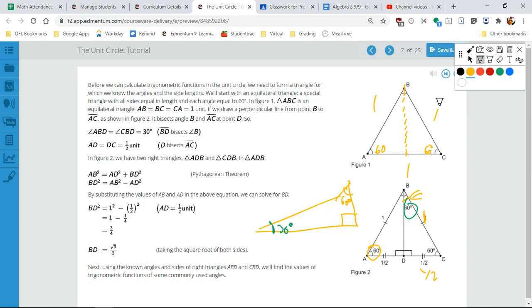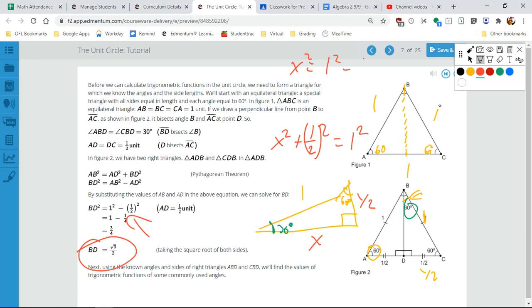And now we're just going to fill in the blank. So this is 1, this is 1/2, and this we would call x. X squared plus 1/2 squared equals 1 squared. This we would just solve and we would end up getting this. So that's what they're doing up here. They just move this over to be x squared equals 1 squared minus that squared.